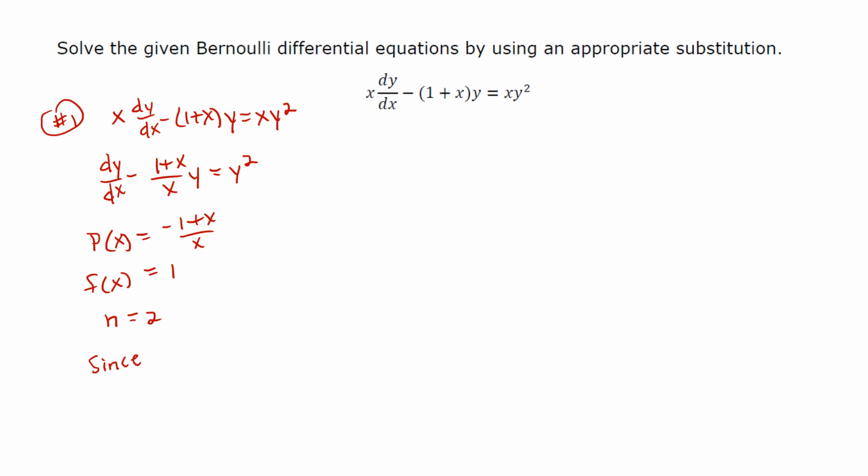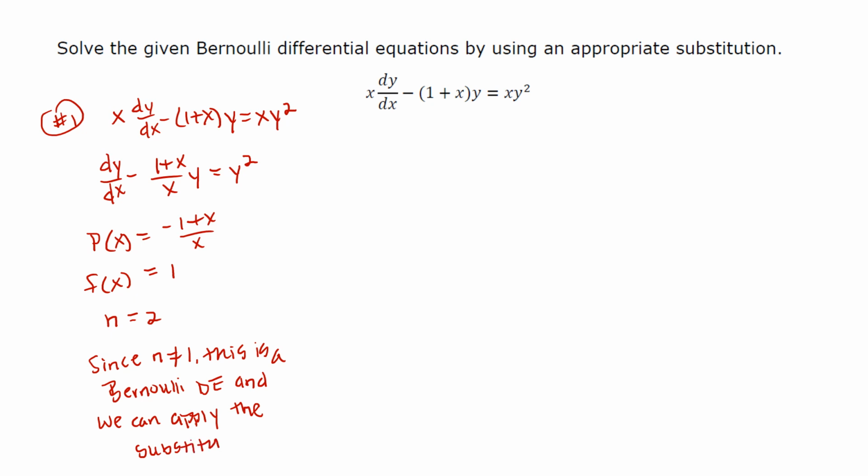Since n does not equal 1, this is a Bernoulli DE, and we can apply the substitution. Okay, and the substitution that we're going to apply now goes into step number 2.